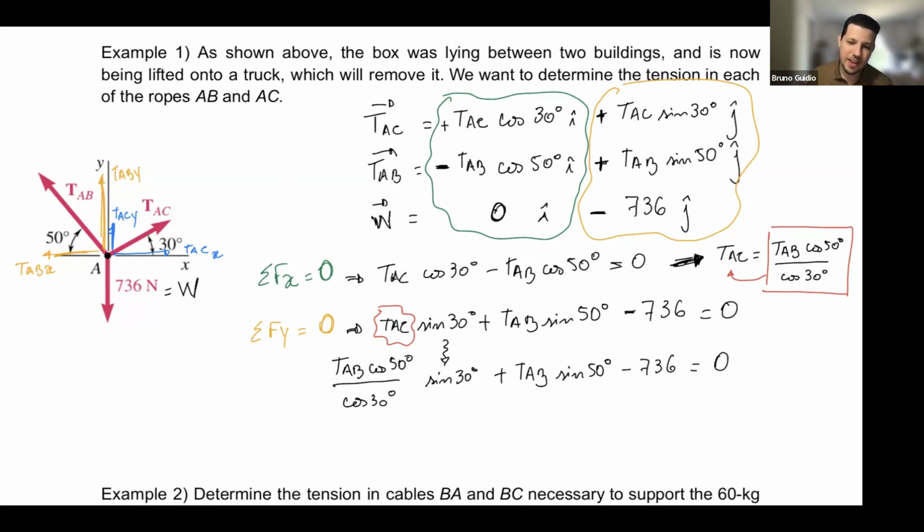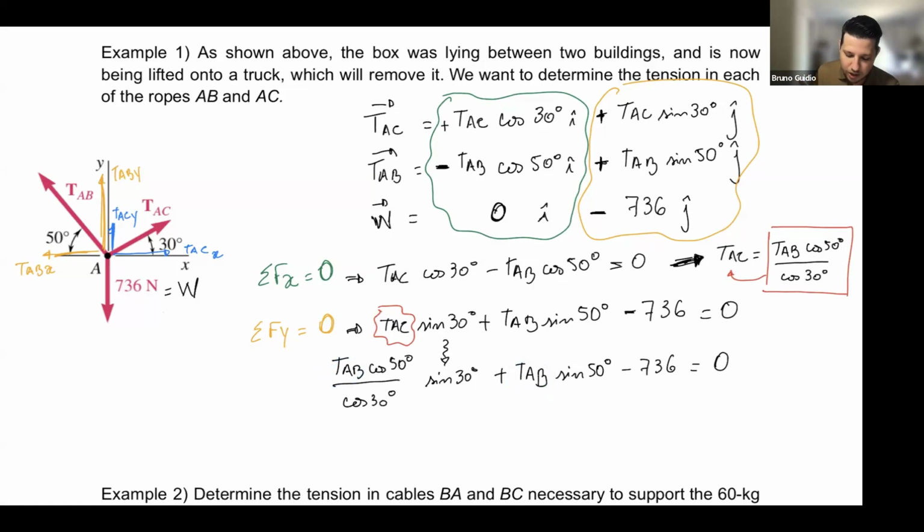Okay? Now, I really want you to, right now, stop this video and try to solve this problem here. We have just one unknown, TAB. So we can find TAB. How can you do that? There are a lot of options.